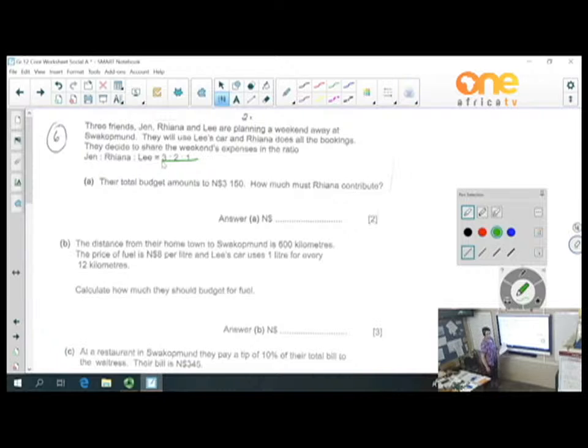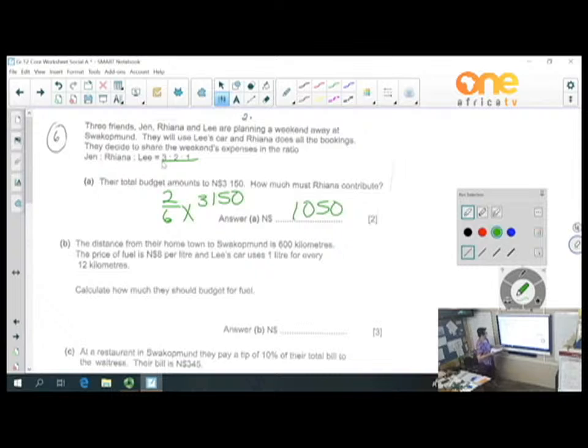This is sharing. So if we add here, it gives us 6, isn't it? You add the ratio. So what does Rihanna get? 2/6 of the 3,150, which is what? Yeah, 1050. Yes.